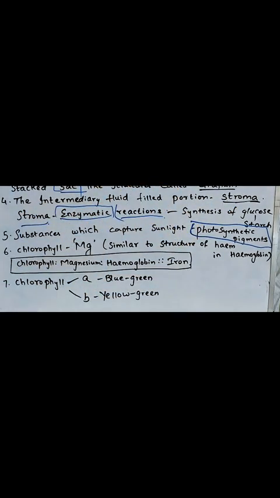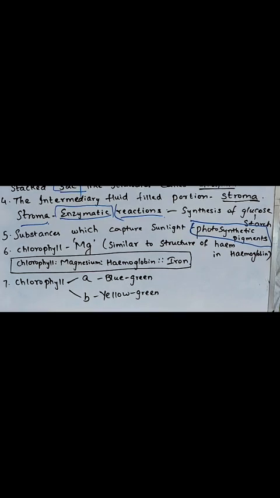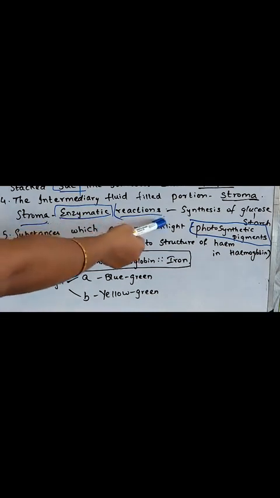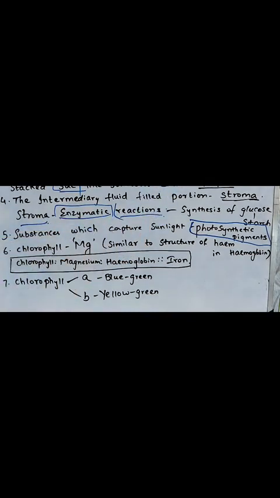And this stroma consists of enzymes. Here enzymatic reactions will take place, and it consists of DNA and starch granules. All the synthesis of glucose will take place here in the stroma, and it leads to starch formation.